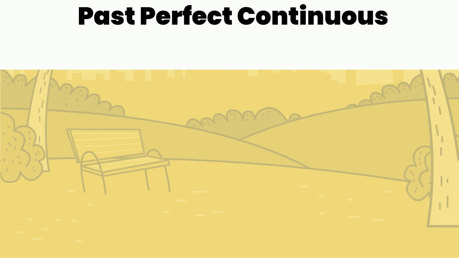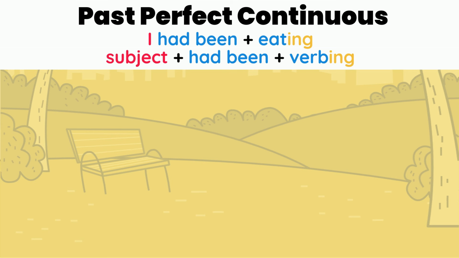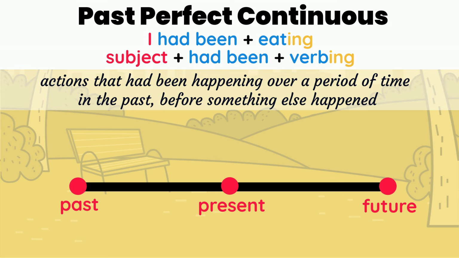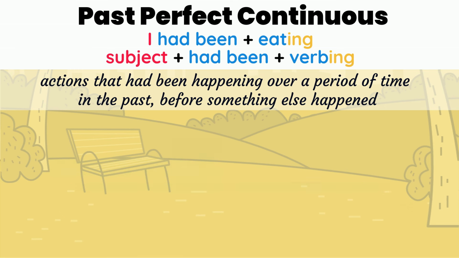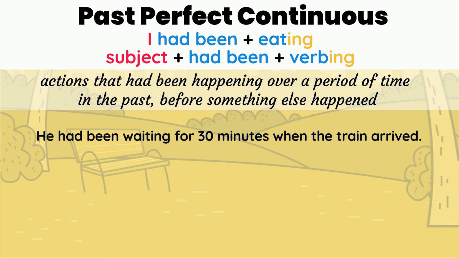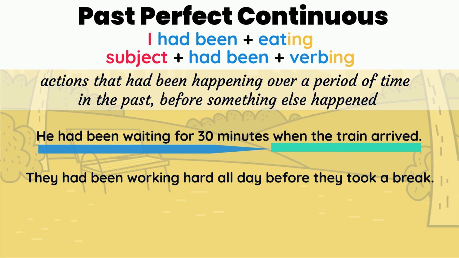The last past tense we'll talk about is past perfect continuous, as in I had been eating. Past perfect continuous is used for actions that had been happening over a period of time in the past, before something else happened. So let's look at some examples. He had been waiting for 30 minutes when the train arrived. He had been waiting for 30 minutes shows the duration of the action that had been happening before the past event, which is when the train arrived. They had been working hard all day before they took a break.